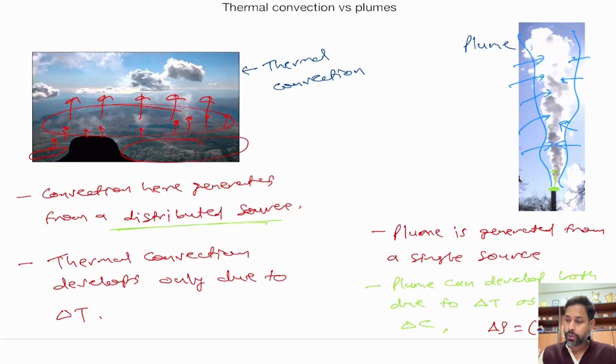Okay, so in the next lecture we will see some examples of convection happening in nature, in atmosphere, in how we can use the concepts that we studied in this lecture to model the convection problem in atmospheric cases.